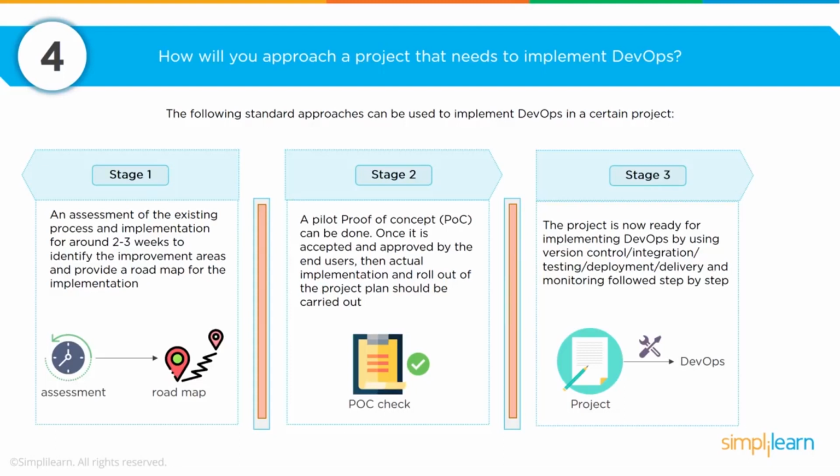That second stage, and this often comes as a fast follow to stage 1, is actually proving out that concept. So developing a proof of concept. And a proof of concept can actually be multiple different things. So it could be something as simple as a wireframe, or it could be something as complex as a mini version of the final application.